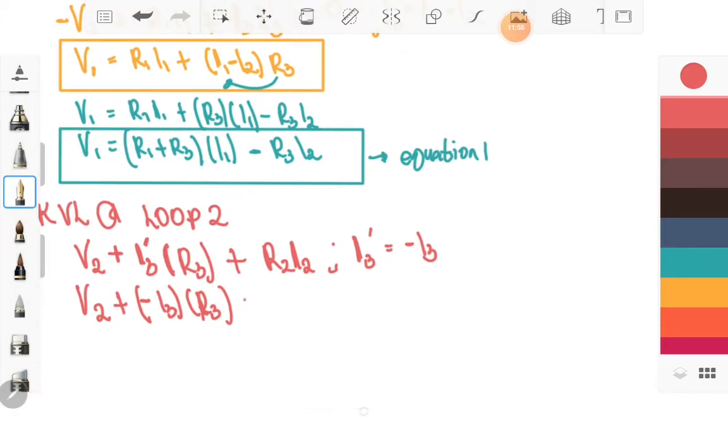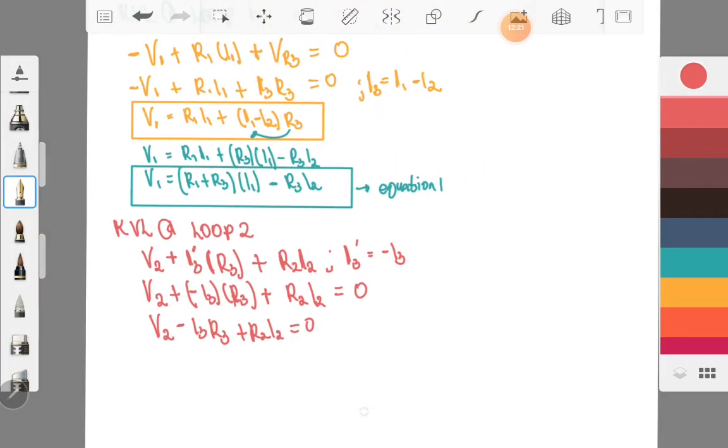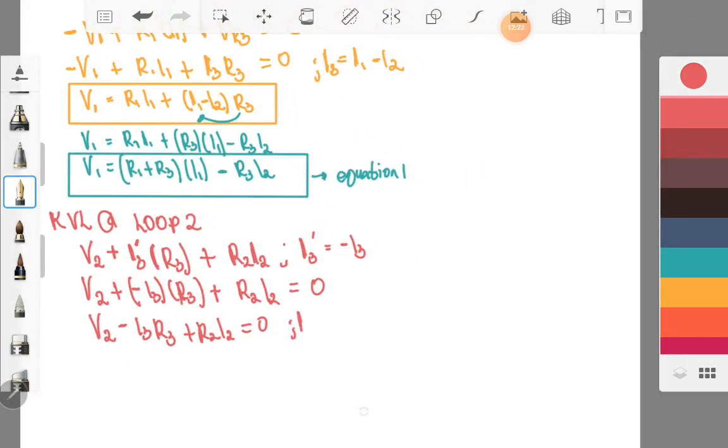Plus R2 I2 equals 0 from KVL. Okay? So we have V2 minus I3 R3 plus R2 I2 equals 0. But what is your I3? I3, take note that your I3 is equal to I1 minus I2.